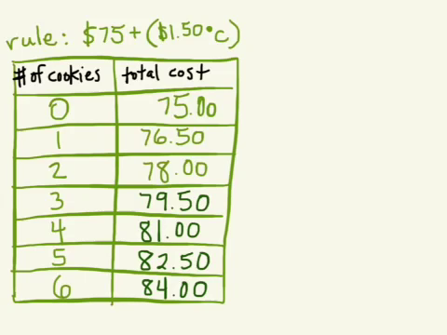All right, here they are. So when we plug in 3 cookies for our value for C, we get $79.50. When 4 is C, we get $81 exactly. When 5 is C, we get $82.50. And when 6 is C, we get $84.